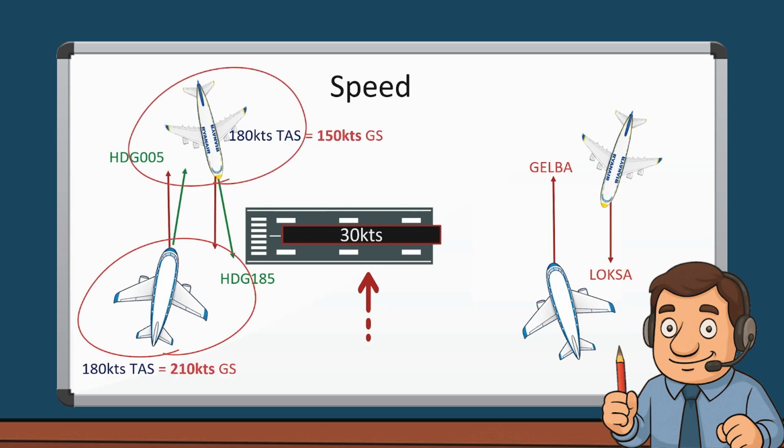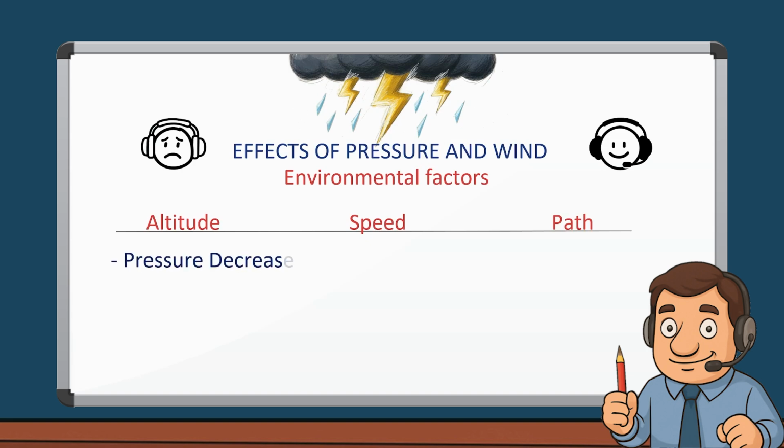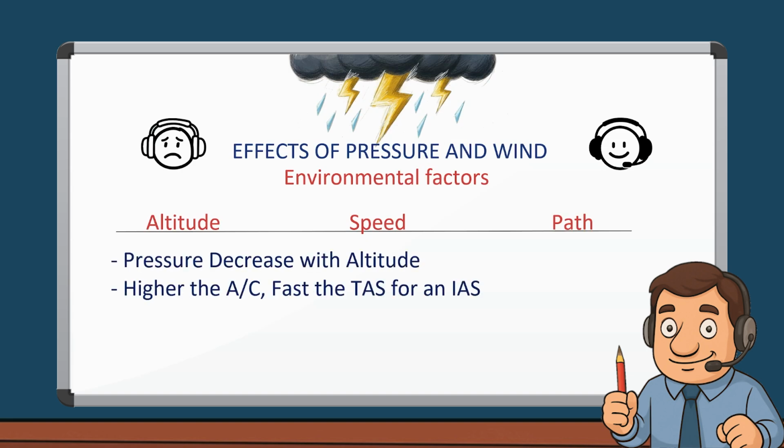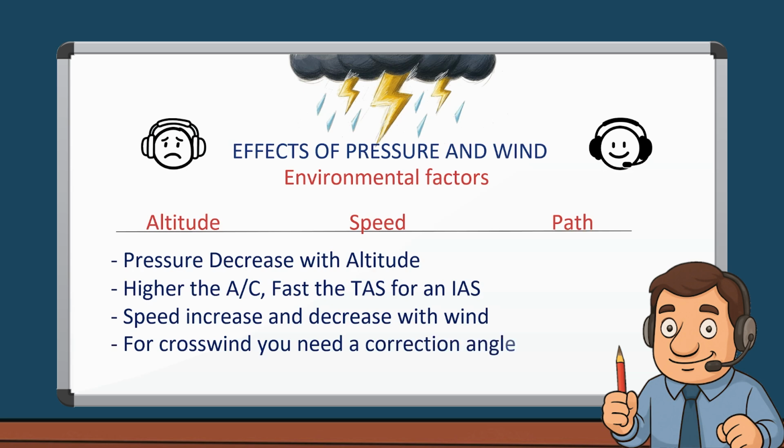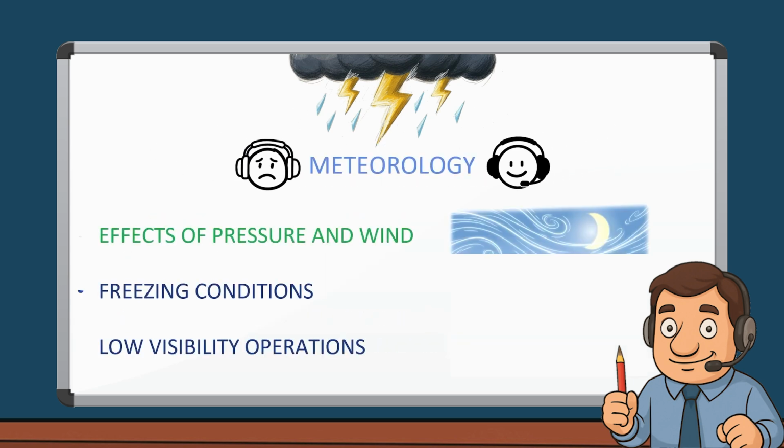So all in all, the conclusion is that pressure decreases with altitude. The higher the aircraft is, the faster he goes for an indicated airspeed. The wind will further increase or decrease the speed at which the aircraft is going. And for crosswind, you need to consider a correction angle to have the aircraft flying the correct track for the heading you have given. Good. I hope you are still on board.